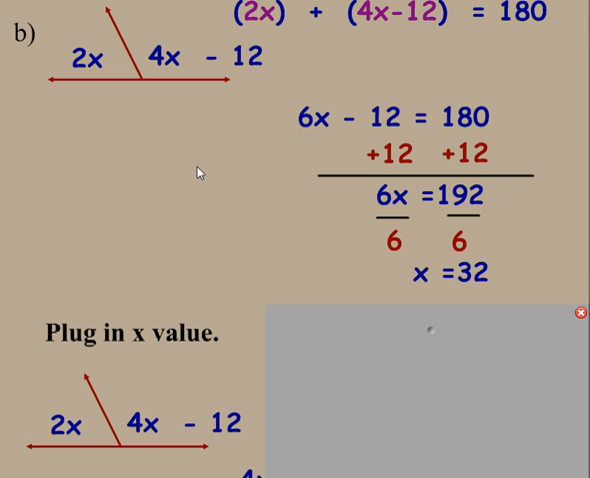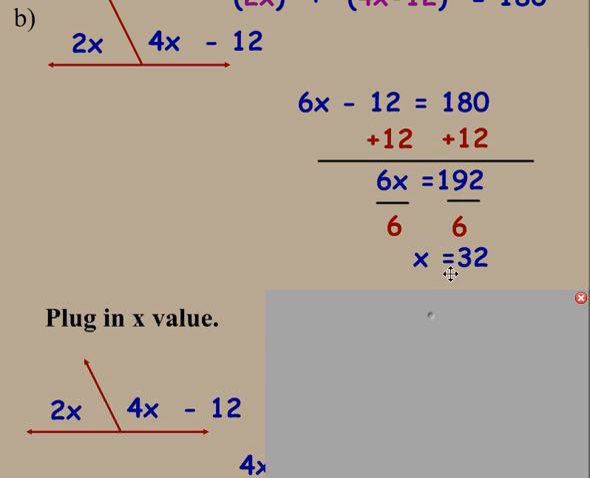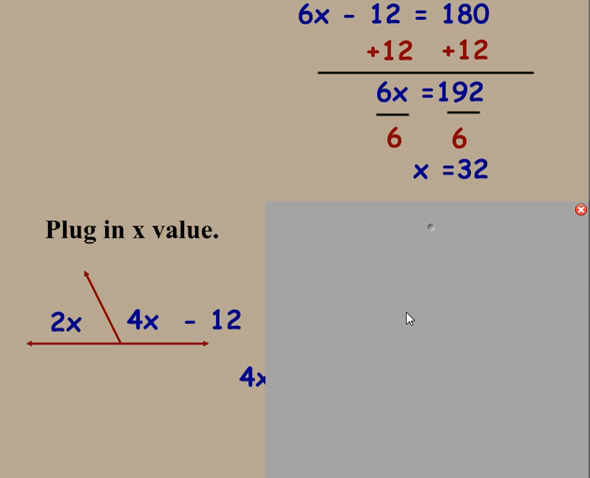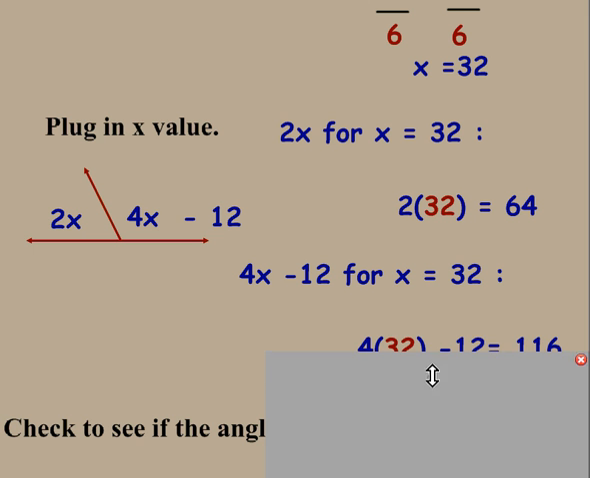Most of the times when you do these problems, you're going to get a nice whole number or a very simple decimal. If you get a repeating decimal, you might have done something wrong. Not necessarily, but you might have, because a lot of these questions you start off pretty easy. Then what you've got to do is plug it back in to the value. So you're going to go 2 times 32. You should get 64. And then you should go 4 times 32 minus 12 is 116.